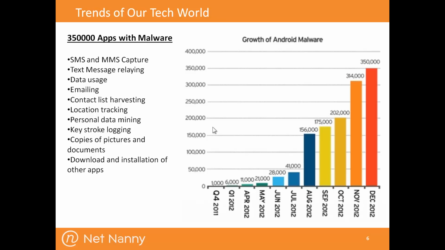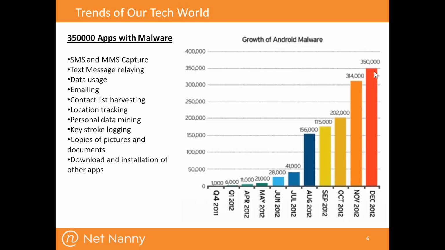What we're going to talk about today is malicious or bad apps. If you take a look at this graph with me, you'll see that the number of detected apps that were malicious, or what we call malware, in Q4 of 2011 is very, very low. It was less than 1,000. But by December 2012, the total number of malicious apps for mobile devices that have been detected is close to 350,000.